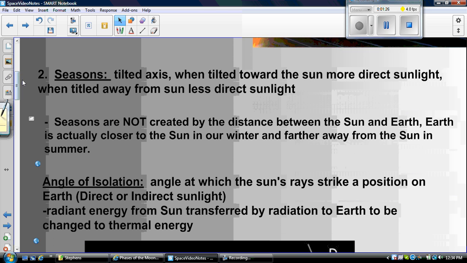Okay, so seasons. Our axis is tilted, and when we are tilted toward the Sun, we receive more direct sunlight than when we're tilted away from the Sun. We receive less direct sunlight. Seasons are not created by the distance between the Sun and the Earth. Earth is actually closer to the Sun in our winter and farther away from the Sun in the summer. What does create our seasons is our tilt.